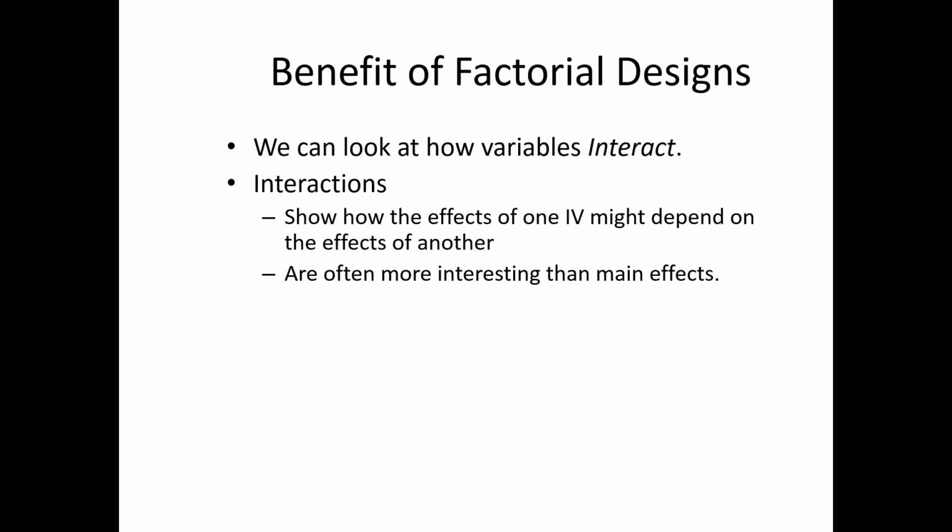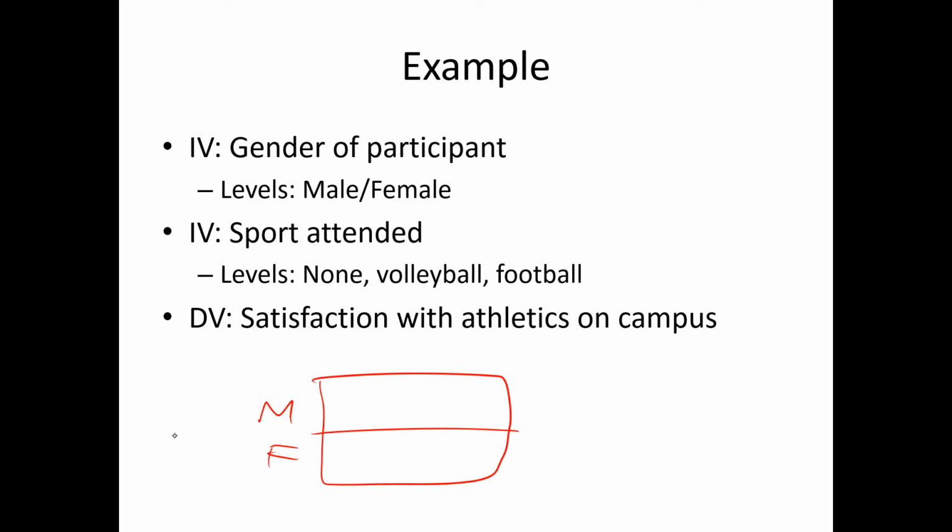And so we're going to talk about doing interactions that's either across or down, but not both. And we'll talk about that more in a little bit. So for this example, we've got gender of a participant, a male and female. So the IV itself is gender. The levels are male and female. Three sports, none, volleyball, and football. So this is sport. And the levels are none, volleyball, and football.